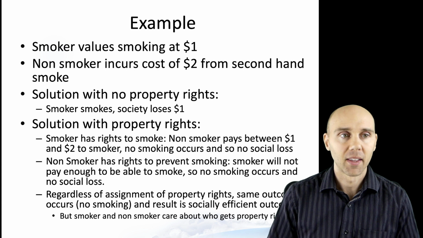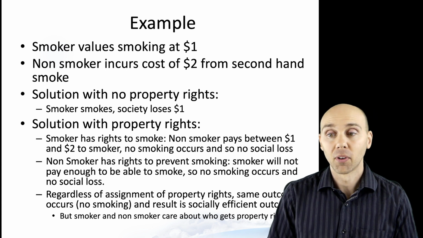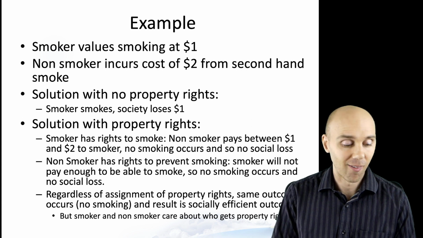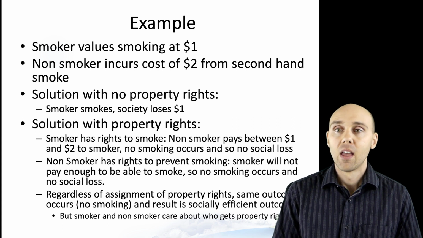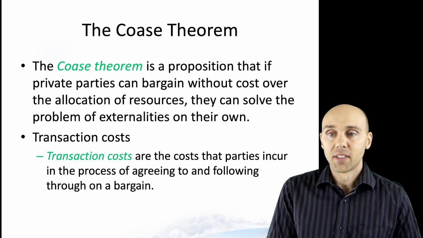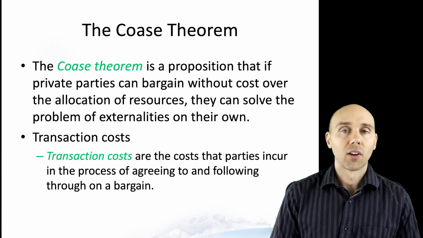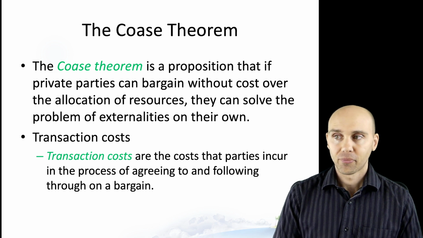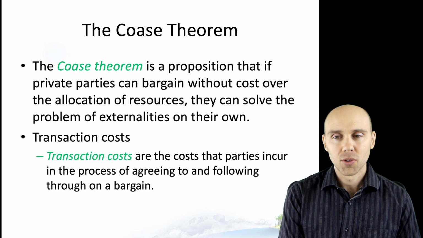Now, of course, some things matter. For example, both the smoker and the non-smoker care about who gets the property rights, even though in theory the government shouldn't mind that much. So this is the Coase theorem in general, that private negotiation can solve these sort of externality issues, but only if there are no transaction costs.